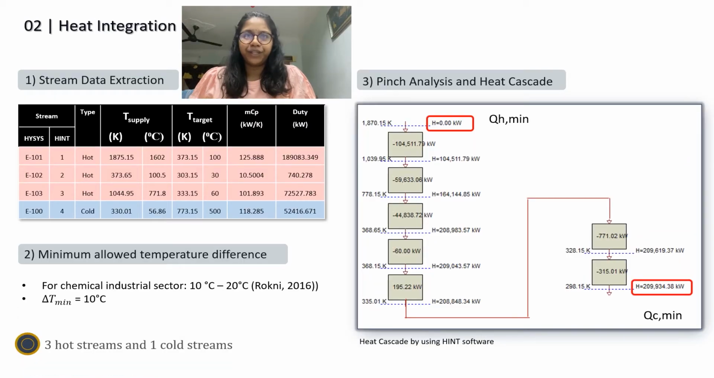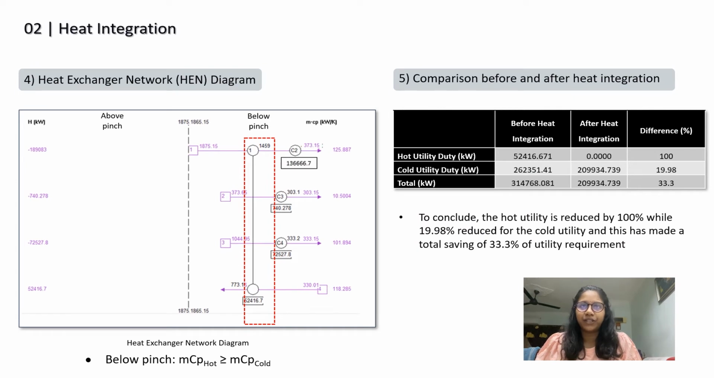To achieve the PFD after heat integration, we need to conduct 5 steps shown in this slide. First, stream data is extracted from the HYSYS simulation. Next, the delta T min is set to be 10 degrees Celsius, and then the pinch analysis and heat cascade are simulated using HINT software. From the simulation, we can obtain the minimum hot and cold utility required. Next, the heat exchanger network diagram is developed to find a suitable heat integration between the hot and cold streams available. Lastly, the comparison between before and after heat integration is conducted.